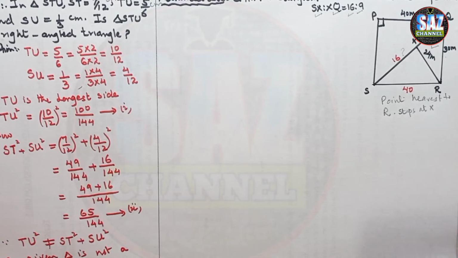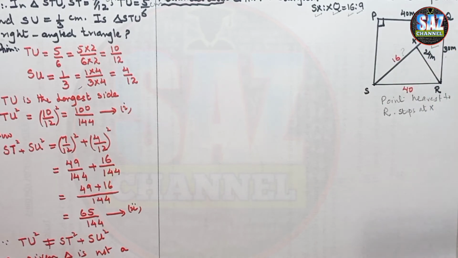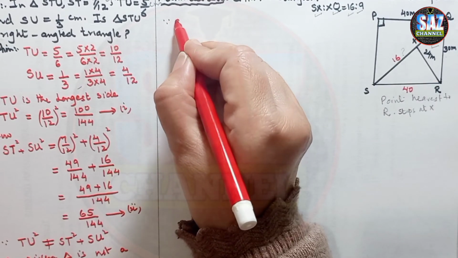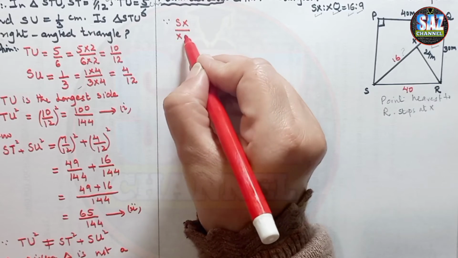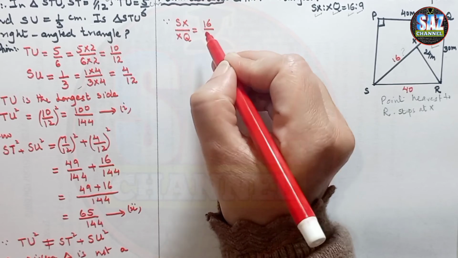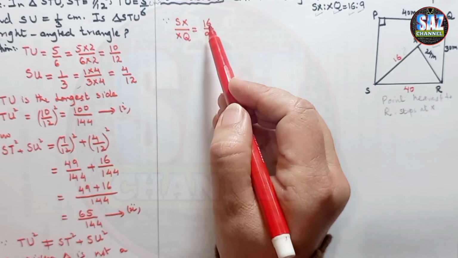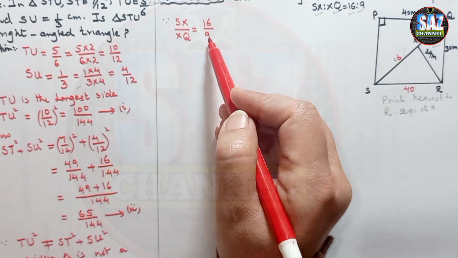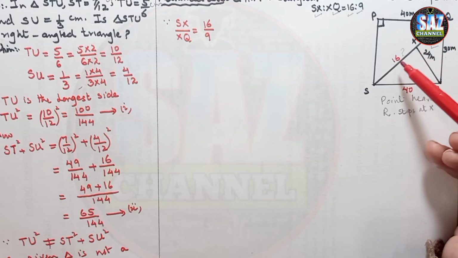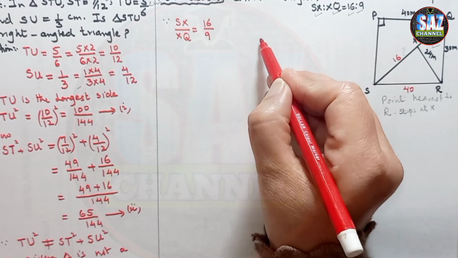If we look at the given information, SX to XQ is 16:9, or 16/9. It means that SX will be 16/25 of the total length SQ, because the sum of the ratios is 25. So the first problem is to find the length SQ, and SQ can easily be calculated in the triangle.